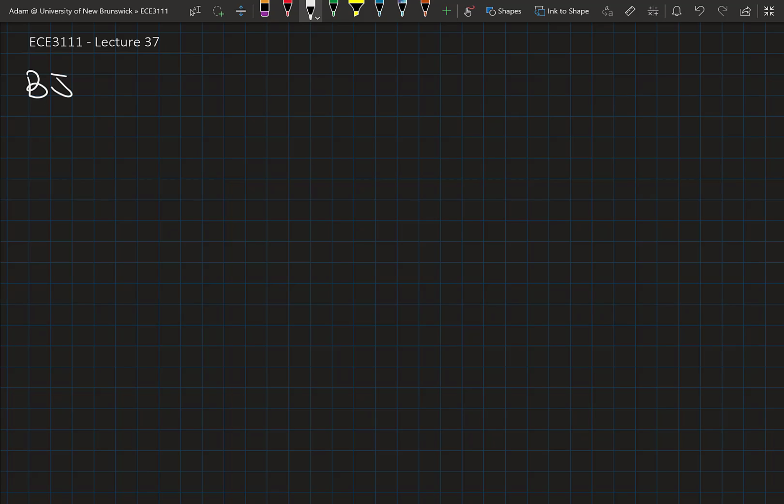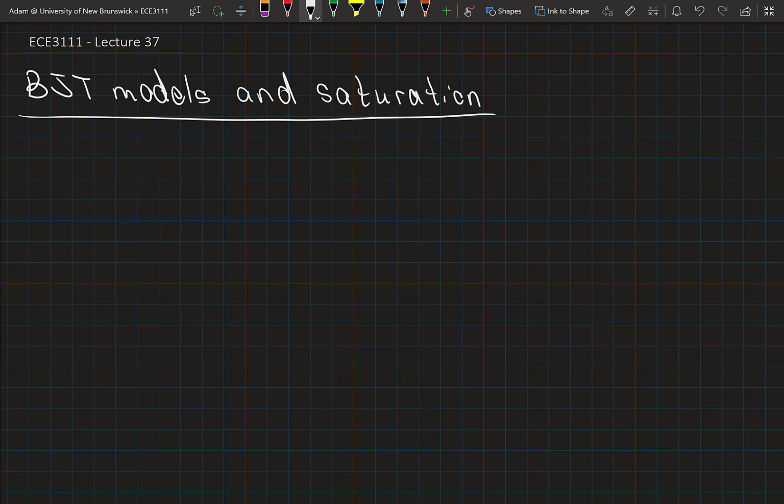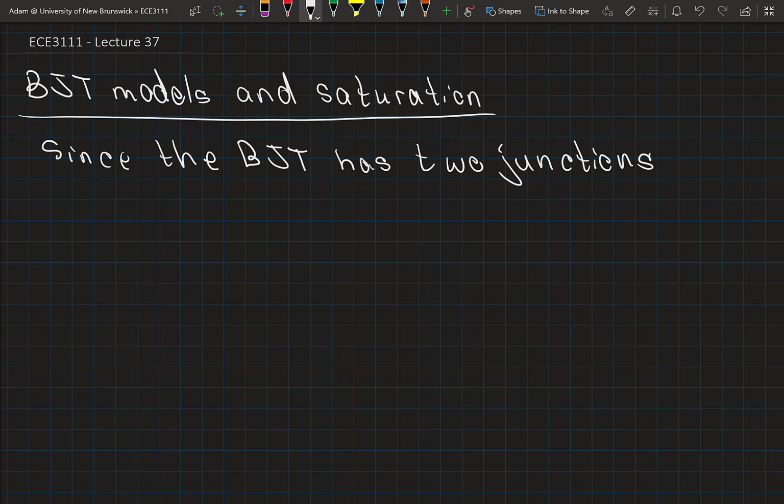Okay, so call this section BJT models, and we're going to look at saturation, which we haven't really addressed too much at this point, but we're going to look at some examples of a device in saturation. Okay, so since the BJT has two junctions, it seems pretty reasonable that we could start with a simple model that's just based on two diodes.